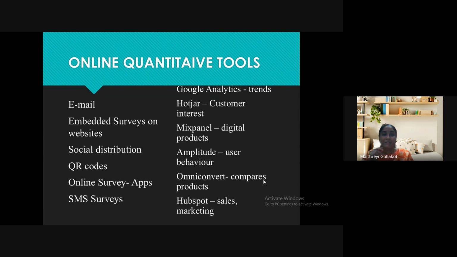Okay. And next, Mixpanel. Mixpanel is used for digital products like cell phones, laptops, etc. And Amplitude. Amplitude tries to see the user behavior, meaning how the users are preferring what.